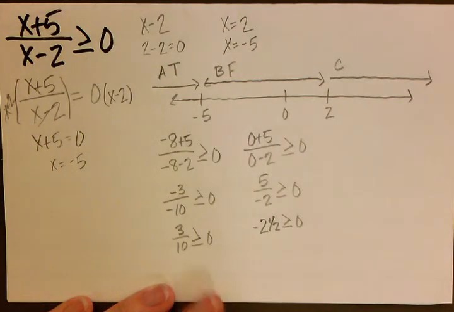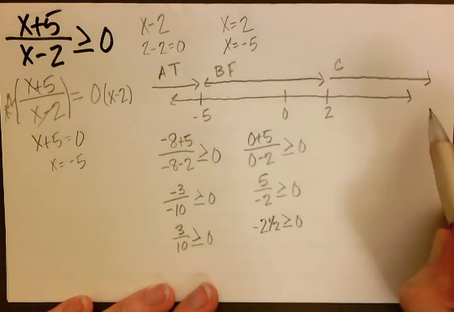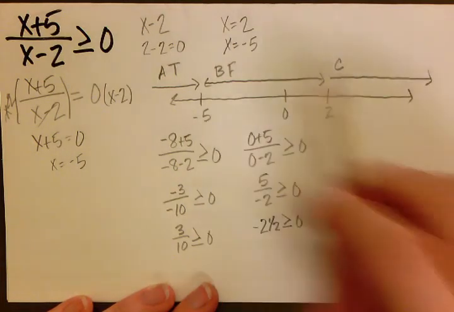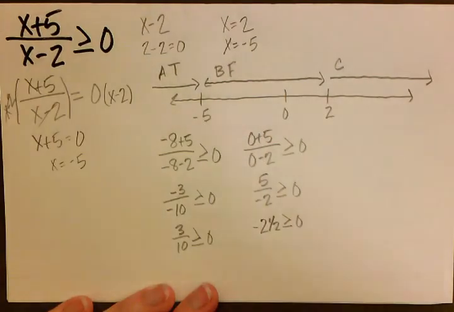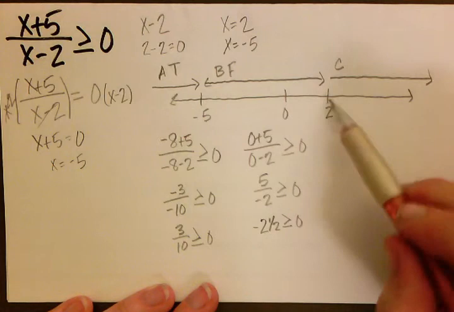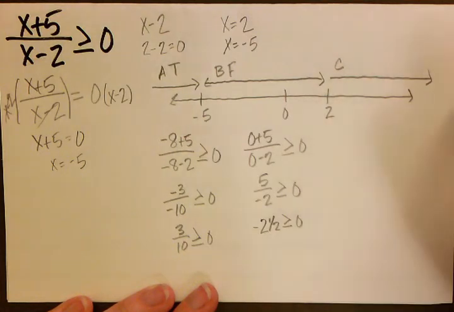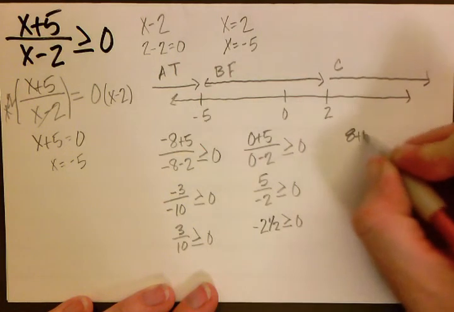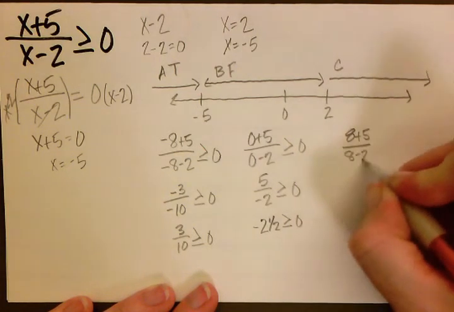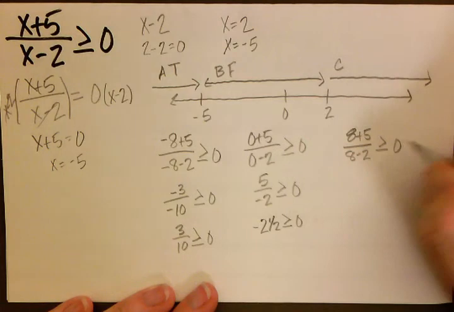One last region that we'll test, we can pick any number above 2, and we can't pick 2 though, right? Because if we picked 2, that would leave us with a 0 in our denominator. So any number above 2 all the way to infinity. And if we do that, we can test it. I'm just going to go ahead and pick 8. So we have (8 + 5) over (8 - 2) greater than or equal to 0.